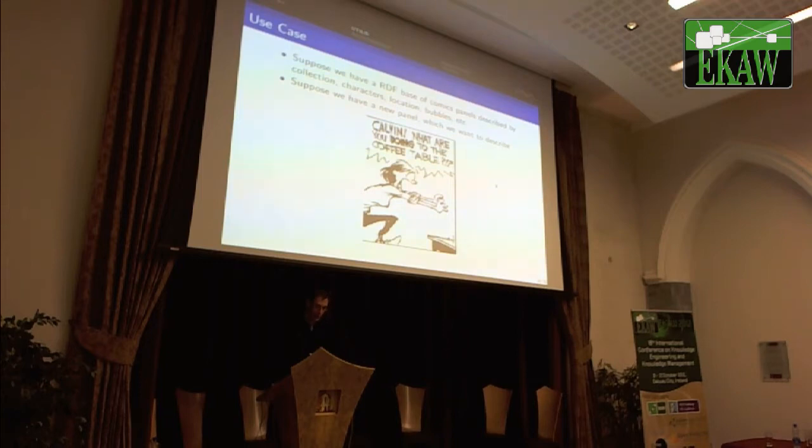So here is a use case. Suppose you have a new object. Here it's a comic panel. And you want to describe it by its collection, the characters that appear on it, the bubbles, their text, their type, and so on. And suppose you already have a base of comic panels that have already been described. So here we mostly consider the case where there are already a number of examples that have been described, and we want to let users complete the base by creating and describing new objects that are similar.